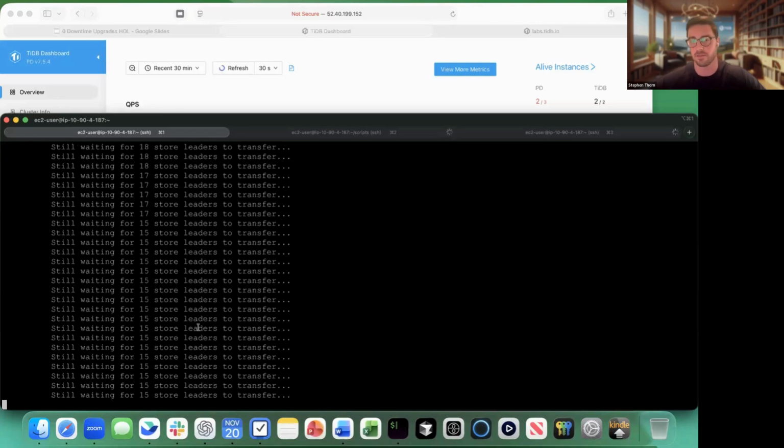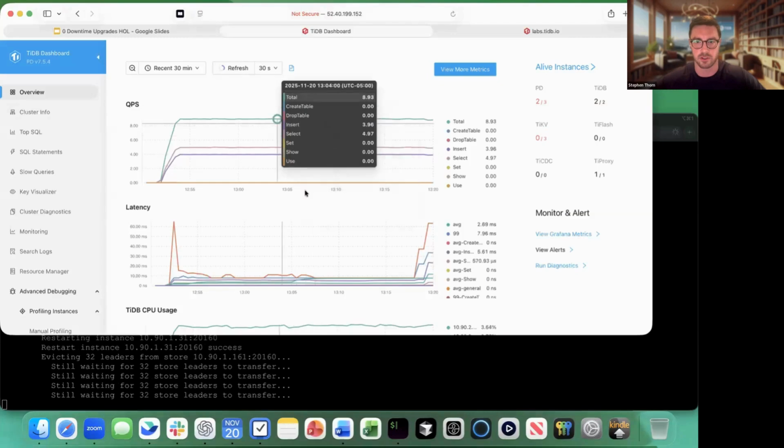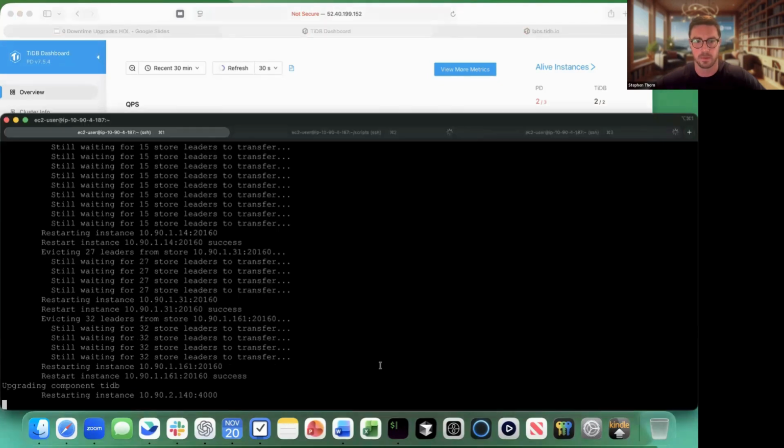Some of our customers have tens, if not hundreds, of TiKV nodes because it supports pretty massive scale here. So while it does take a while, it's not impacting their application. It's happening in the background. So that TiKV node is done. This one here is done. It's on the third one now. And again, we still have consistent traffic on the system, which is great. TiKV is done. It's going through TiDB now.